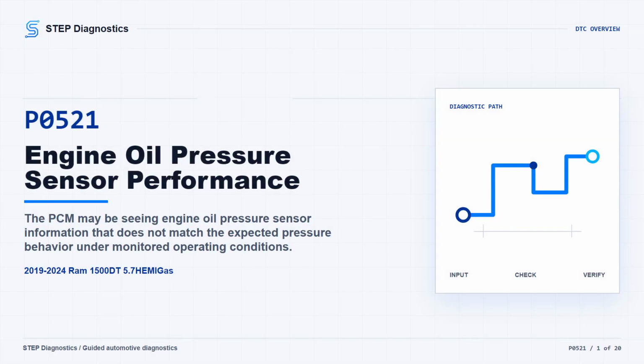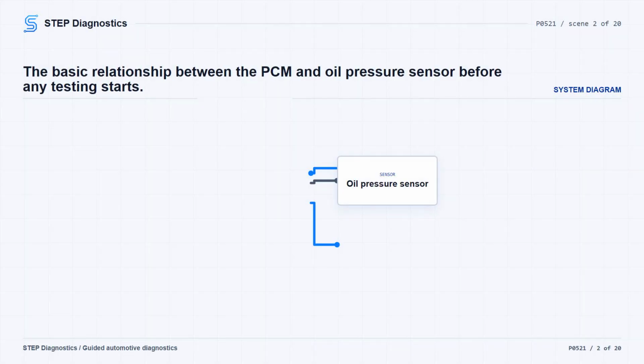On this Ram 1500 with the 5.7 Hemi, P0521 is an engine oil pressure sensor performance code. In plain language, the PCM is seeing oil pressure information that does not match what it expects under the monitor conditions. The MIL may be on, and the truck may otherwise seem normal, or it may show oil pressure concerns depending on the actual condition.